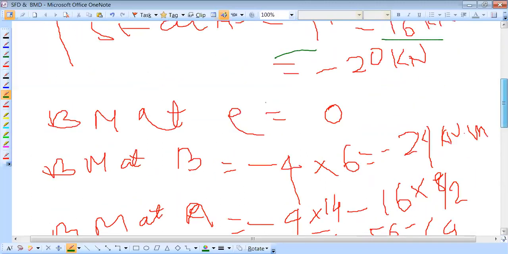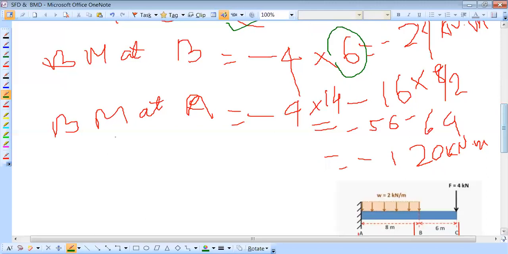Then again BM at C is equal to 0. Then BM at B is equal to -4 into 6, with -4 in the downward direction and a distance of 6 from point B. That's why -24. Then BM at A is equal to -4 into 14, where the distance from C to A is 14. Then again the 16 UDL load, taking the distance from the middle of the span, 8 by 2, that means 4, and calculating gives 120.